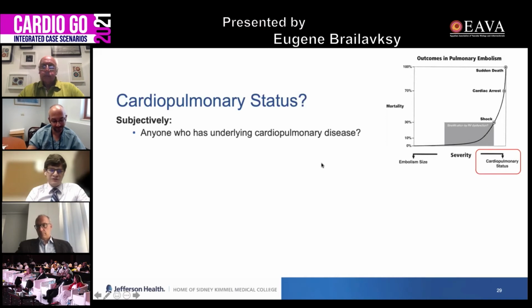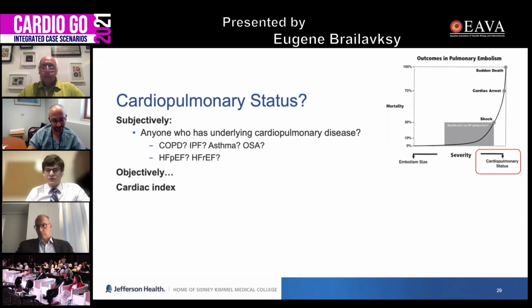Do you do it subjectively? So anyone with some sort of cardiopulmonary disease, such as lung disease, or anybody with heart failure, or can you be more objective about it? So can you look at markers of cardiac index?